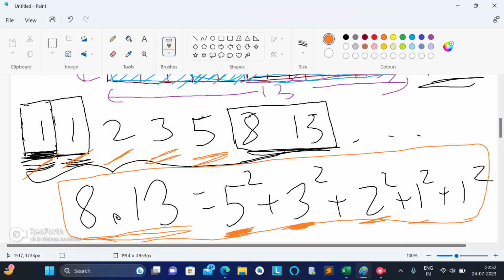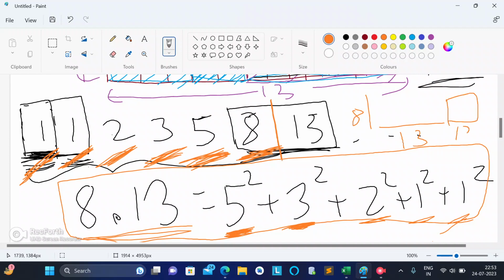We had also made a square of size 3, so area is 3 square, then 2 square, then 1 square, then 1 square. So we can see that in the formation of the rectangle using squares, we will use 8, 5, 3, 2, 1, and this one, and not this 13. Why? Because we are given a rectangle of 8 cross 13.